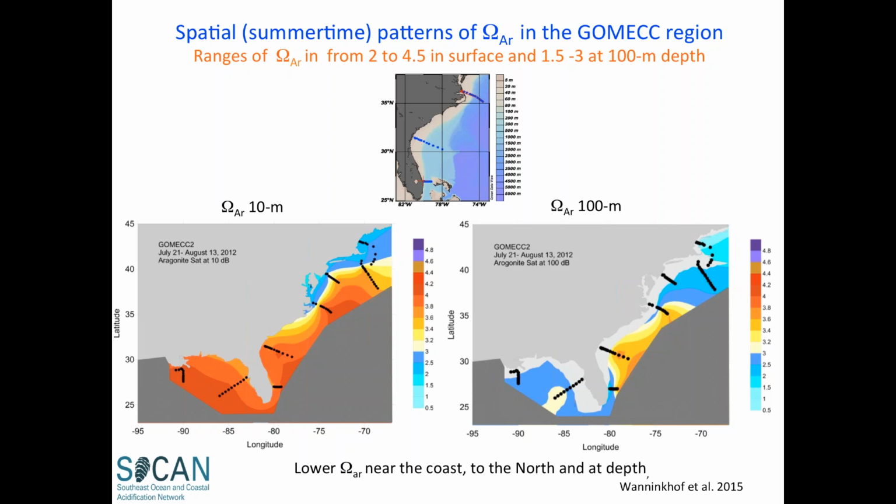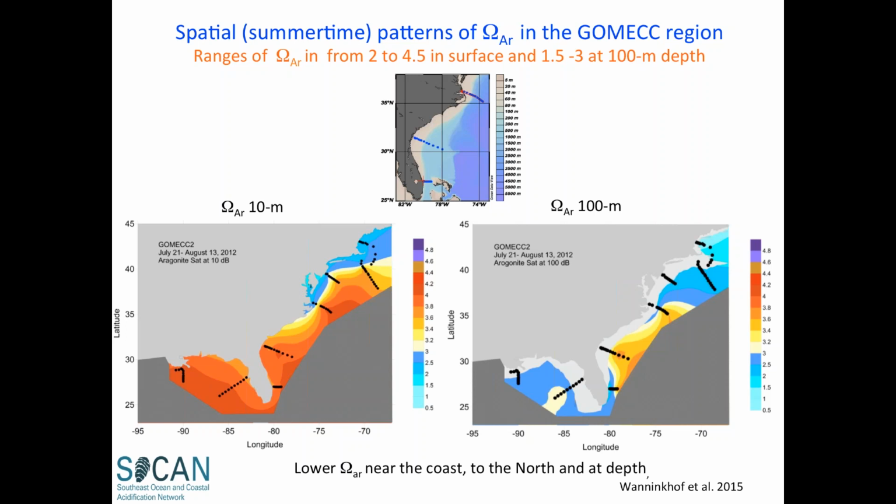We can delve a bit further by looking at cross-sections, and here we're getting closer to the South Atlantic Bight region, which is the area of interest for SOCAN. What I'm showing on the top is a transect north of the northern boundary of the South Atlantic Bight, and the southern transect is just south of the boundary of the South Atlantic Bight. The panel on the right shows that, and the panel on the left shows the cross-sections of aragonite saturation state. And the scales are different.